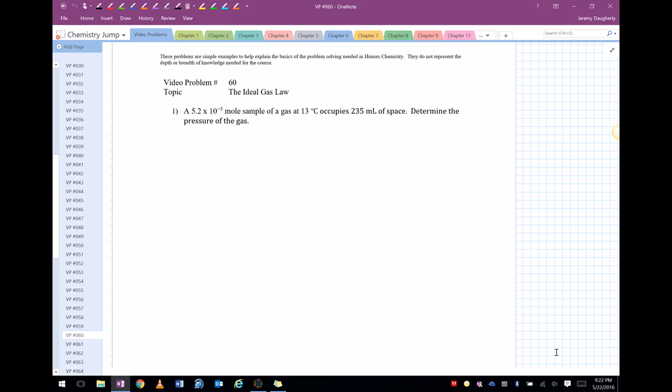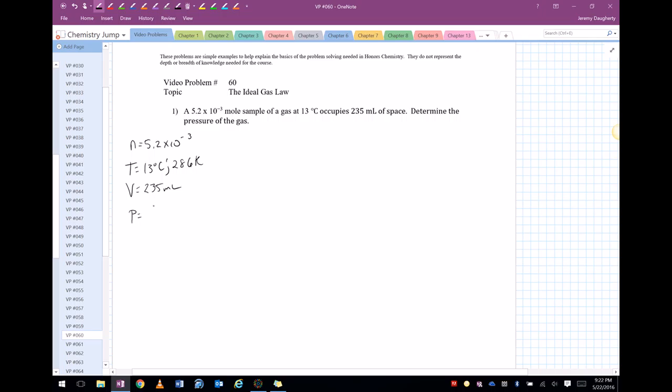So here's an example. A 5.2 times 10 to the negative third mole sample, so my moles is equal to 5.2 times 10 to the negative third, of gas at 13 degrees Celsius, so my temperature is 13 degrees Celsius. It's a gas, so let's just go ahead and change that to Kelvin. Occupies 235 milliliters of space, so let's make it volume. Volume is equal to 235 milliliters. Determine the pressure of the gas.